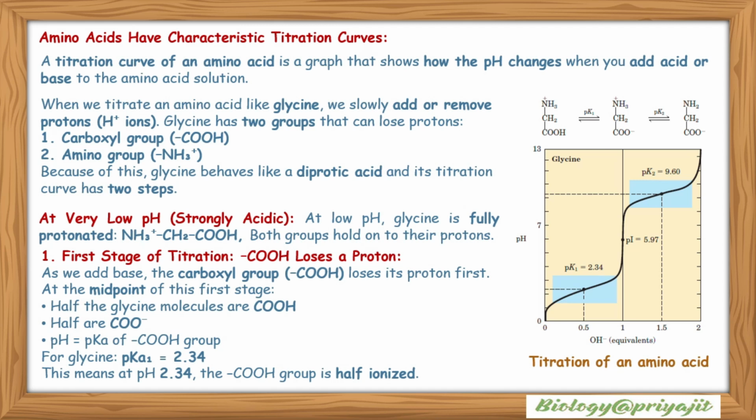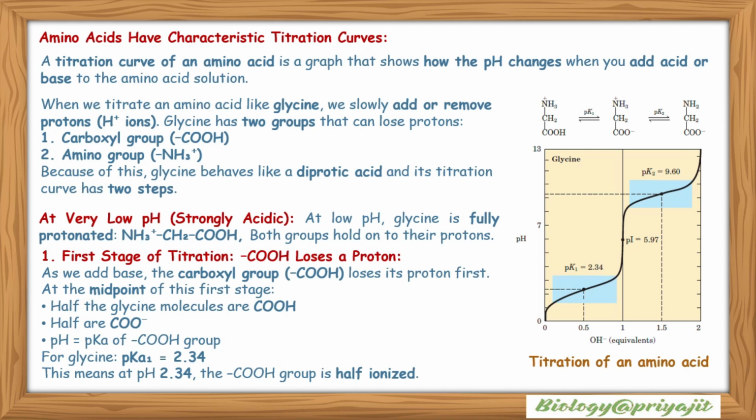When we titrate an amino acid like glycine, we slowly add or remove protons, or H+ ions. Glycine has two groups that can lose protons: the carboxyl group, COOH, and the amino group, NH3+. So because of this, glycine behaves like a diprotic acid, and its titration curve has two steps.